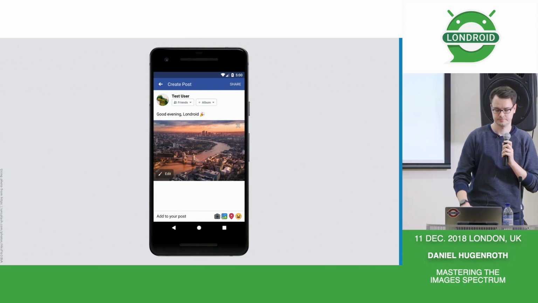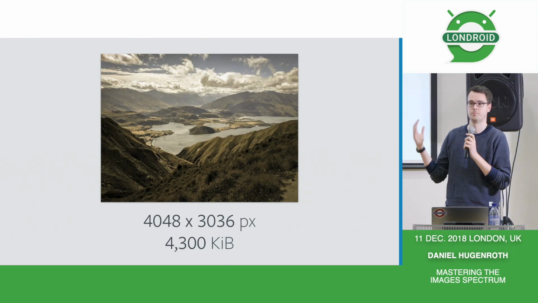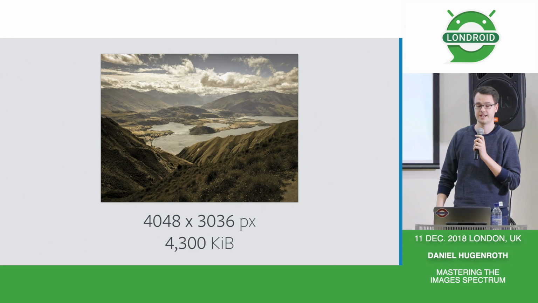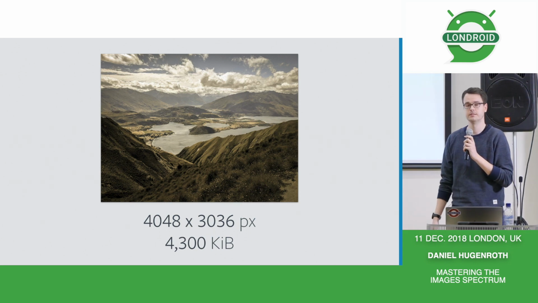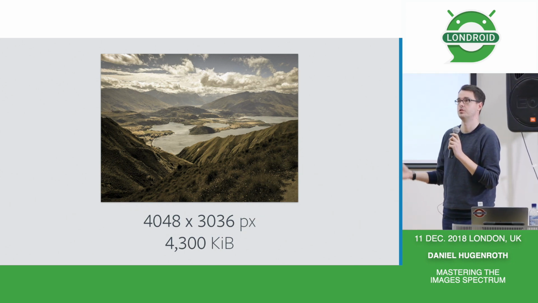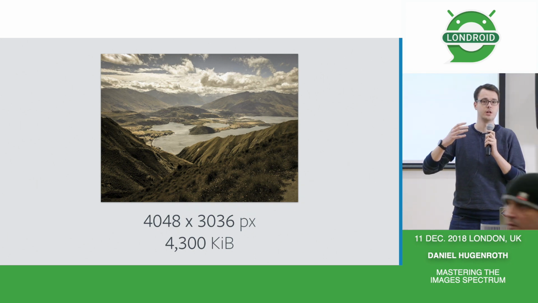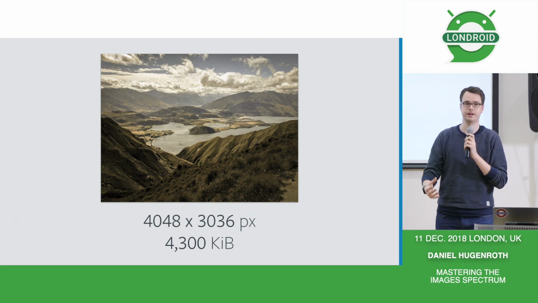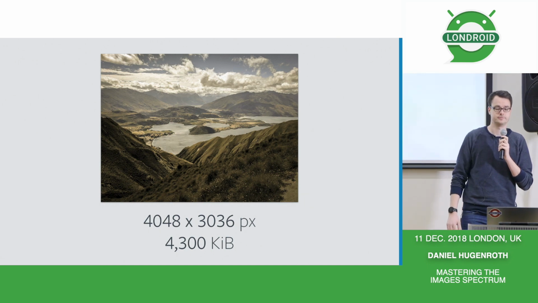So why is that? This is an image I took with my Pixel device, and it has 12 megapixels. It's multiple megabytes in size. And if you, for instance, take panorama images, or you have a smartphone manufacturer who thinks it's a good idea to also put a video into your JPEG file, then you're easily talking multiple megabytes in size.